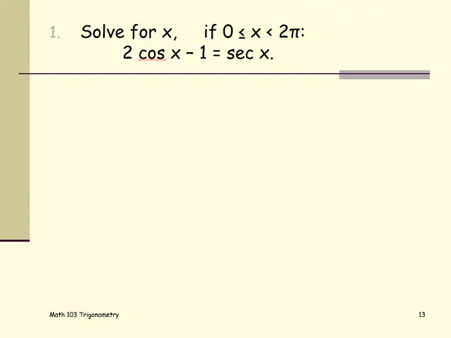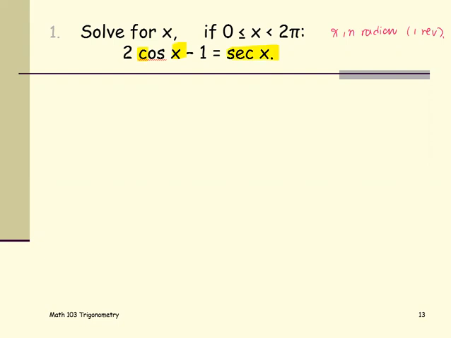In this problem, we are going to solve for x if x is greater than or equal to 0 radian and less than 2 pi radian. Note that x will be in radian form for this problem in the first revolution. For one revolution, the equation is 2 times cosine x minus 1 equals secant x.